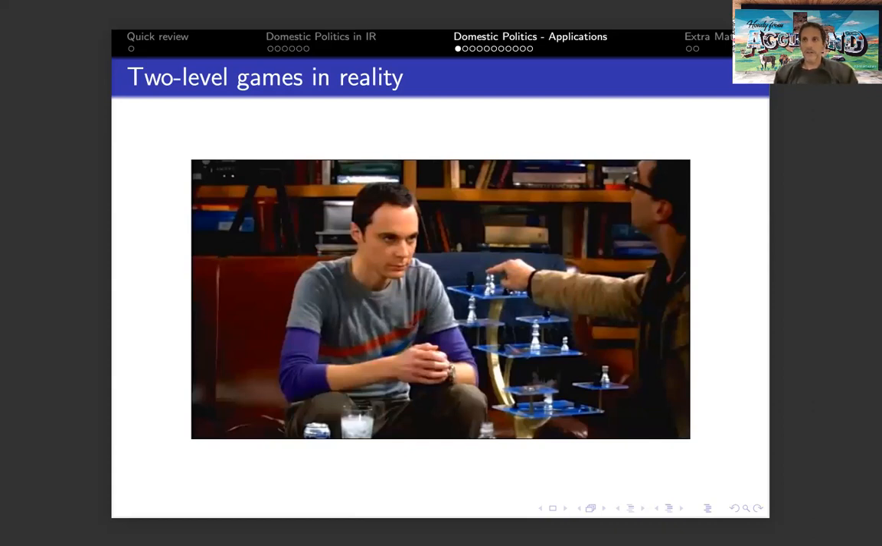applied in reality. So what I'm going to talk about next are a couple more studies that we had for this week to read, and those studies highlight the effects of specific domestic factors and how they impact certain international events, mostly focusing on international conflicts. Here is just an example of a two-level game in reality, some sort of reality.